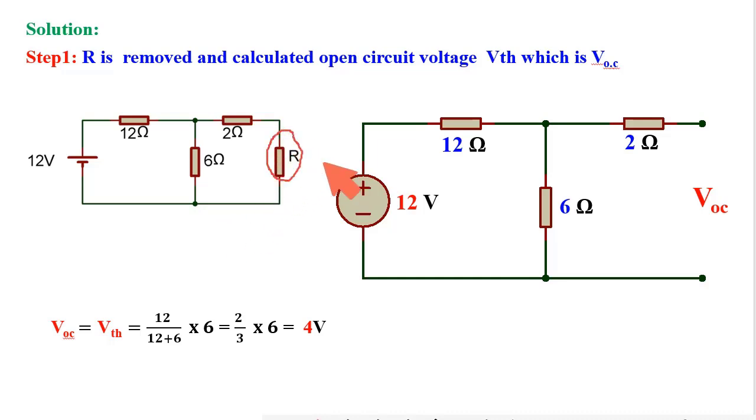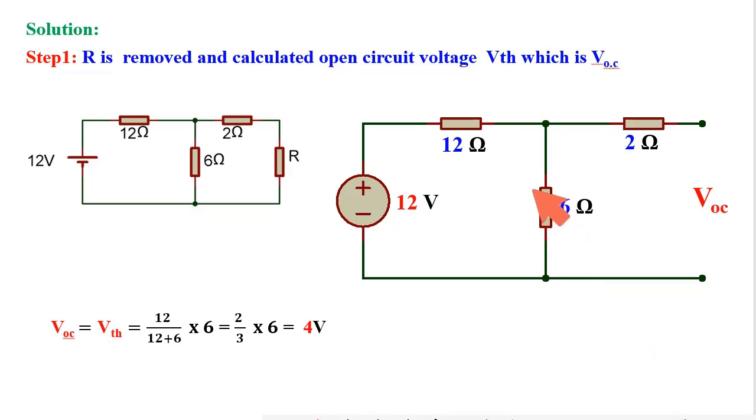So the load resistance is removed. See here, the load resistance has been removed. The rest of the circuit is the same. So I need to find this VOC, the open circuit voltage. This VOC is the potential at this point with respect to this point. No current is flowing through this 2 ohm resistance, so the potential at this point is equal to the potential at this point. So VOC is the potential at this point with respect to this point.